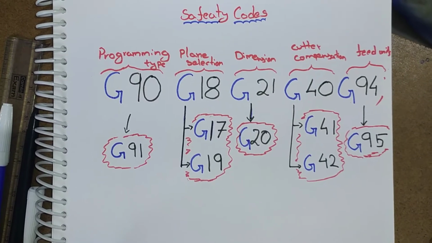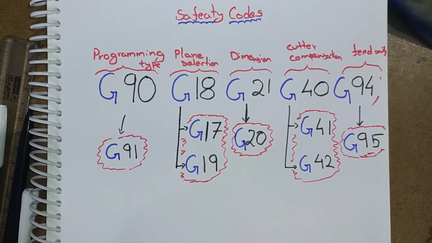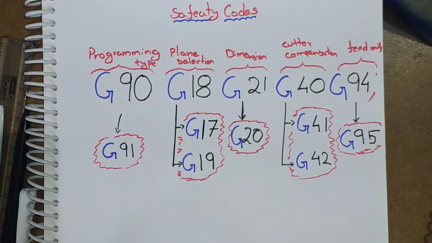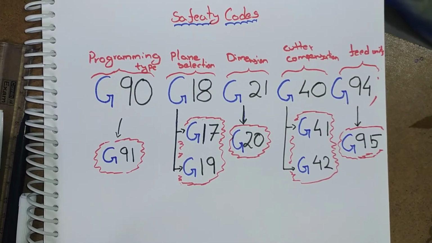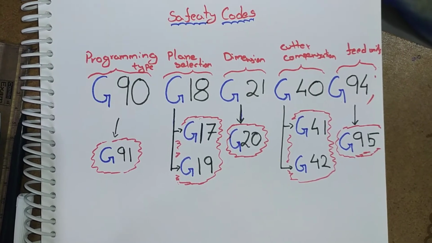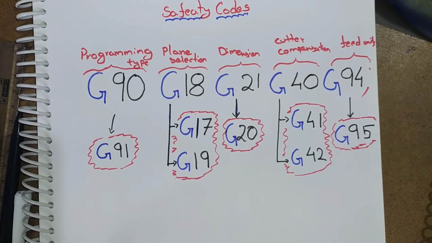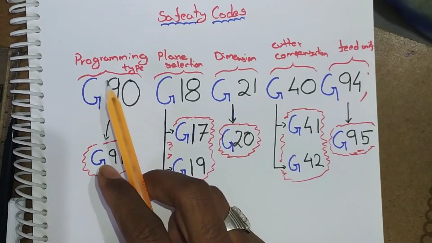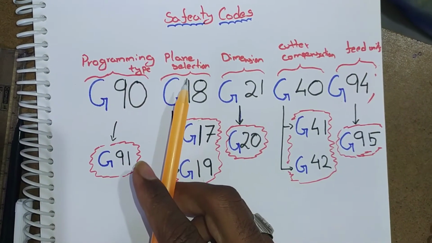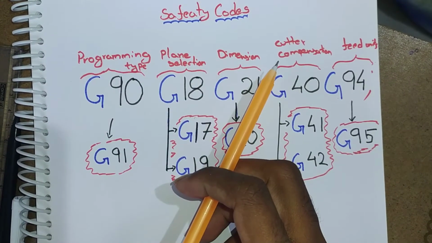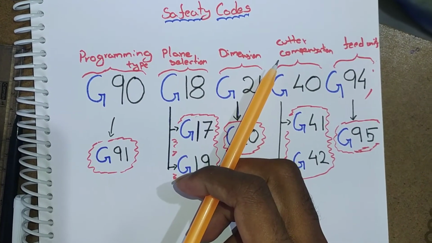Today we are going to learn about safety codes in lathe. These safety codes safeguard the lathe from crashing and prepare the lathe for the upcoming operations by setting the dimensions and the feed rate of the lathe throughout the program. These safety codes mainly constitute four types. First one is programming type, the second one is plane selection, the third one is dimension, and the fourth one is cutter compensation throughout the cycle.